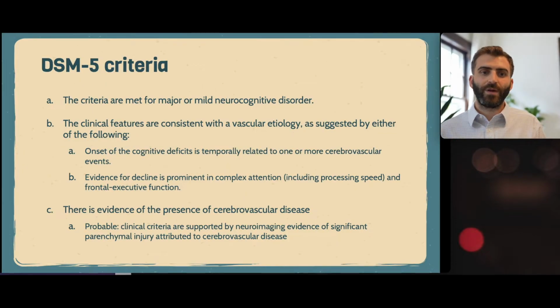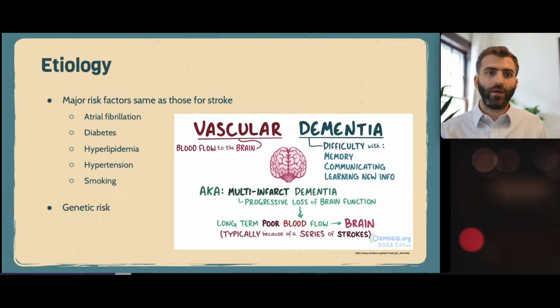Next is vascular dementia. So this is whenever a dementia forms after someone has a cerebrovascular event, such as a stroke or something like that. So the way to prevent vascular dementia is essentially the same as preventing a stroke. So if someone has risk factors like AFib or diabetes, you're going to want to treat those early.